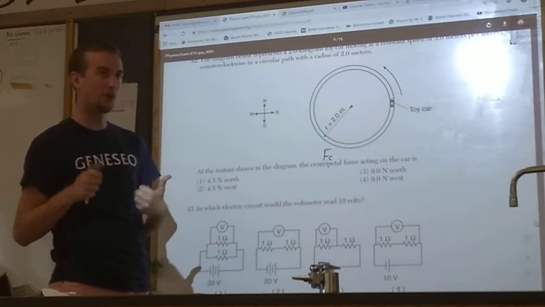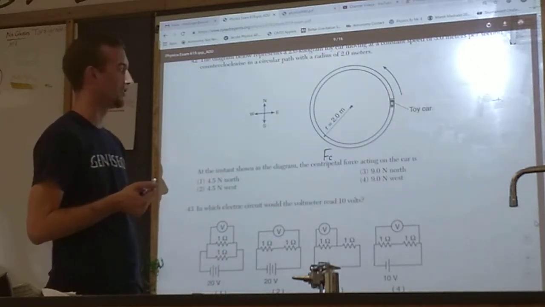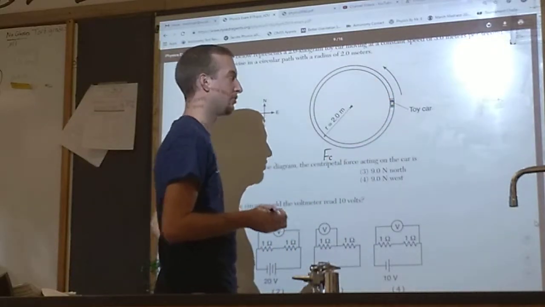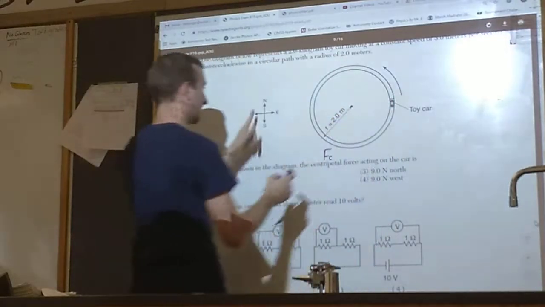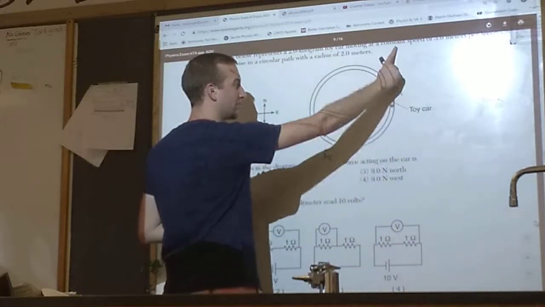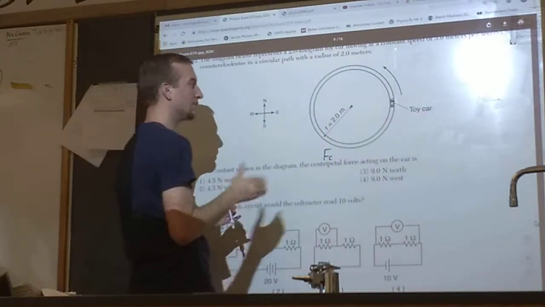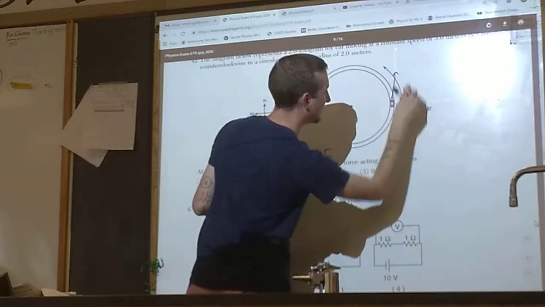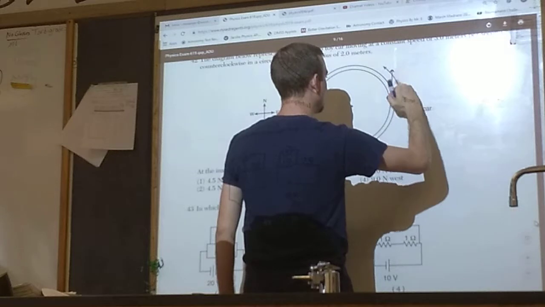Now, we should know a couple things. We can eliminate some answers before we even do any calculations. The car right now is moving counterclockwise around this loop. That means that at this instant, the car is moving, I guess this would be north. Don't say the car is moving in this direction. That's not really a direction, that's a curve. Which way is the car moving right now? It's moving north. The velocity is to the north.